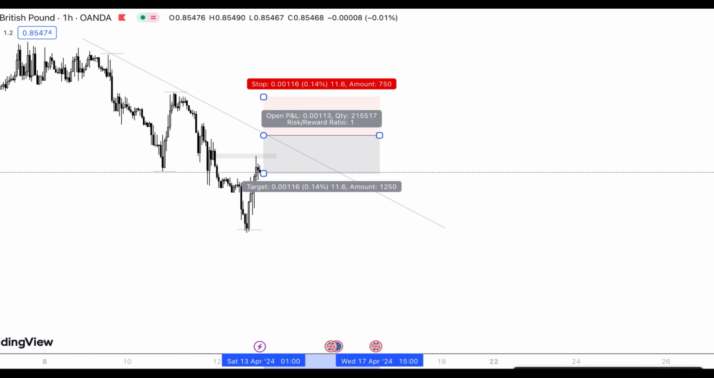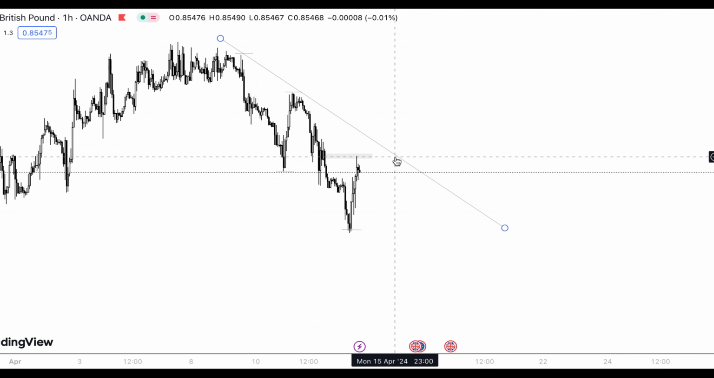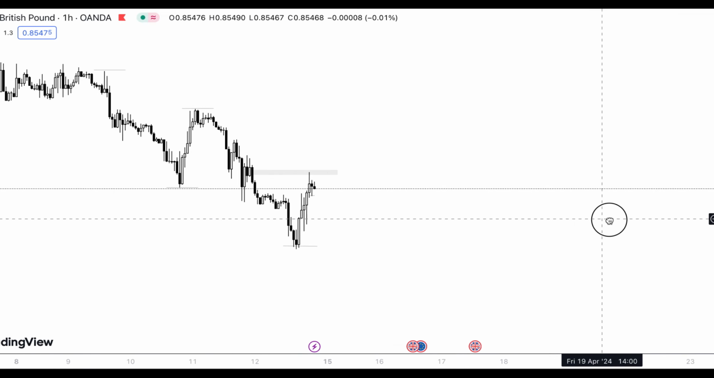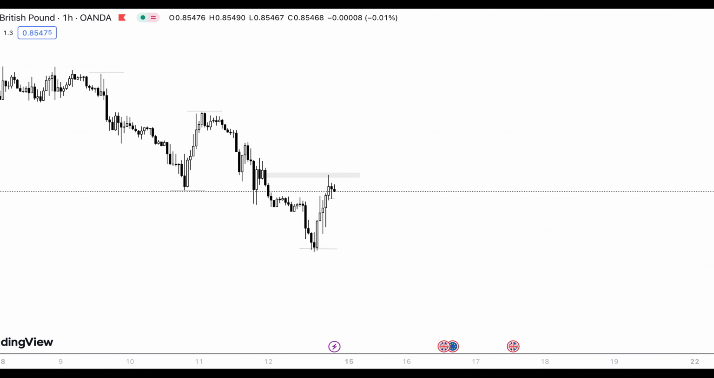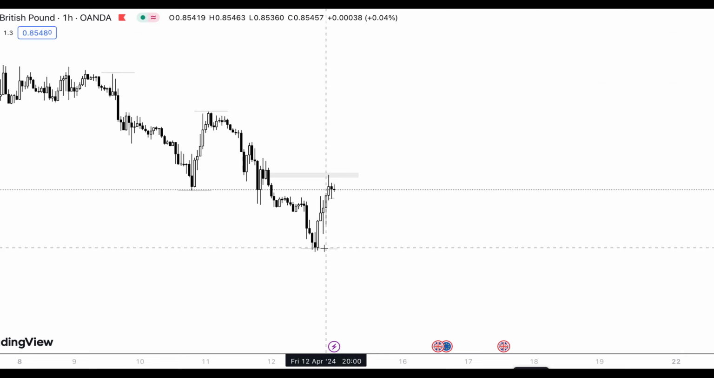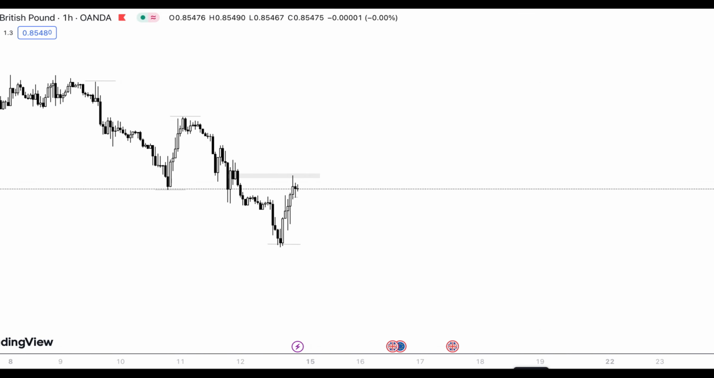So I want you to go on the 1 hour chart, and instead of drawing a trend line, I want you to do what's called market structure. Look at the trend. What's the trend right now? We know the trend is bearish, but why is it bearish? Because we have lower highs and lower lows.